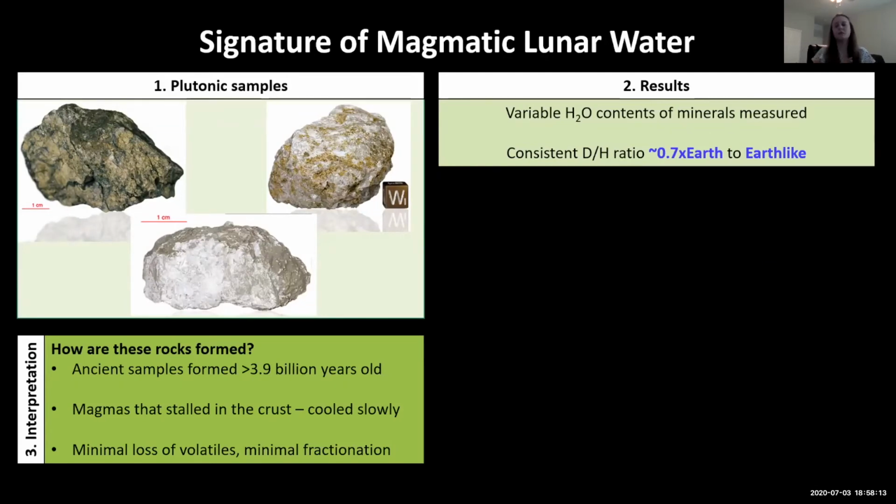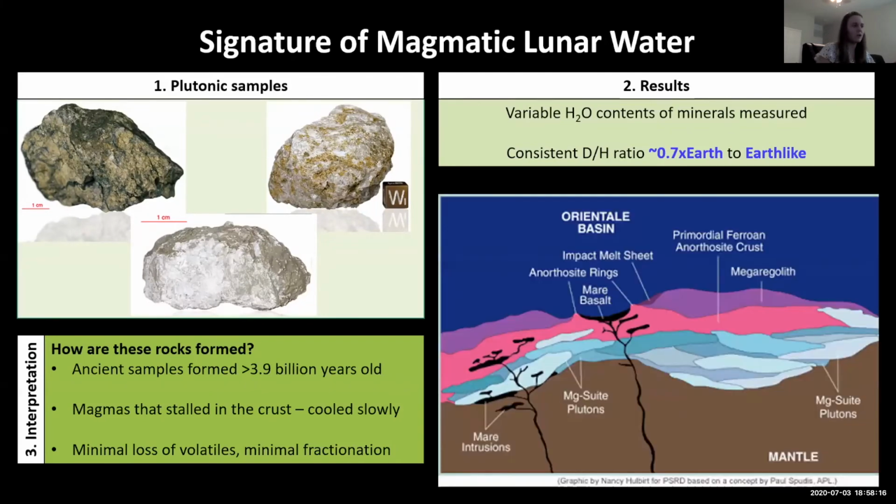And as I say, these rocks formed a long time ago and as magmas that stalled in the crust and then cooled slowly. And so we think that these samples are actually recording their magmatic signatures due to a limited loss of volatiles as they've been slowly cooling. And so whereas the volcanic samples are telling us about volcanic processes happening on the moon, these samples are potentially recording their original magmatic composition, or the composition of the melt that they would have originated from in the lunar mantle.